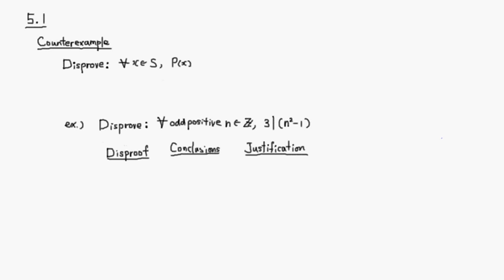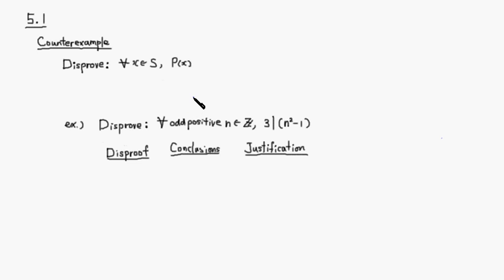Okay, let's look at section 5.1. This section talks about a counterexample. All right, so we are trying to use a counterexample to disprove a universal statement like this: for all x in S, P of x.